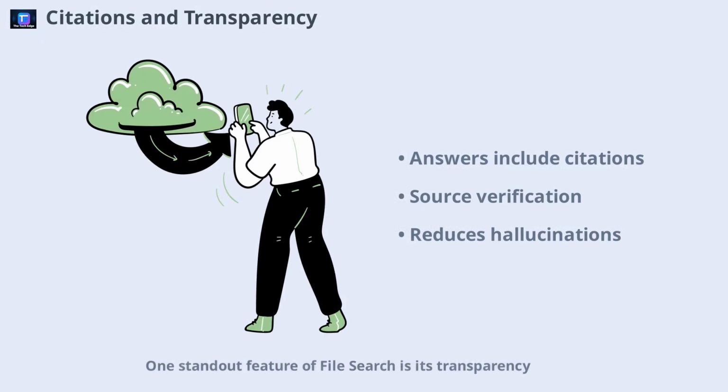One standout feature of file search is its transparency. When Gemini answers your question, it doesn't just give you a response, it also provides citations. You'll see exactly which file and section the answer came from, and you can click through to verify the source. This level of grounding helps eliminate hallucinations and builds trust in the AI's responses.